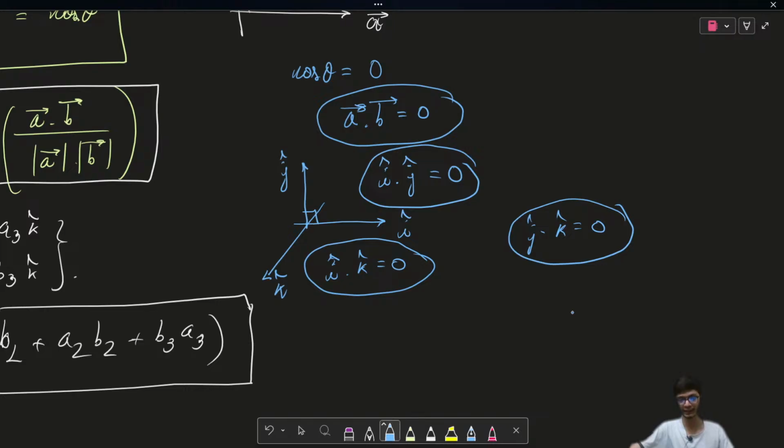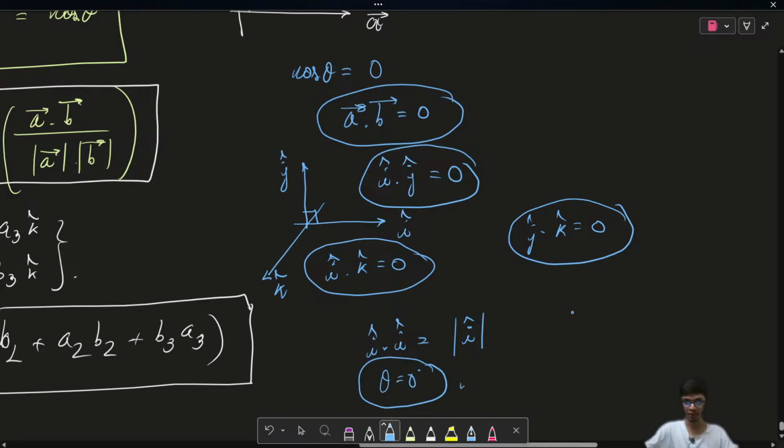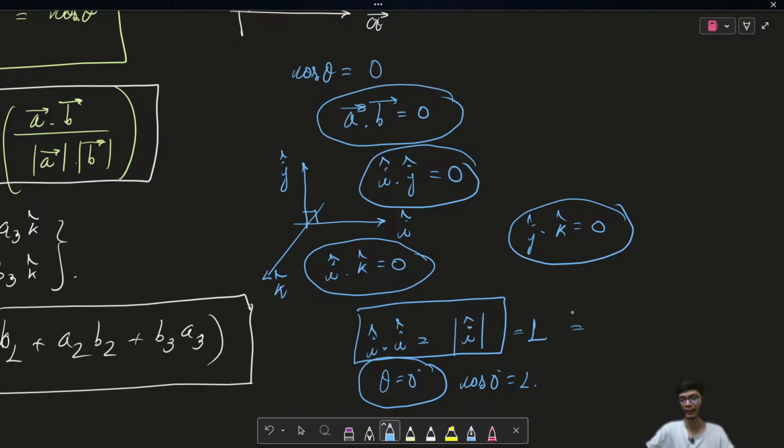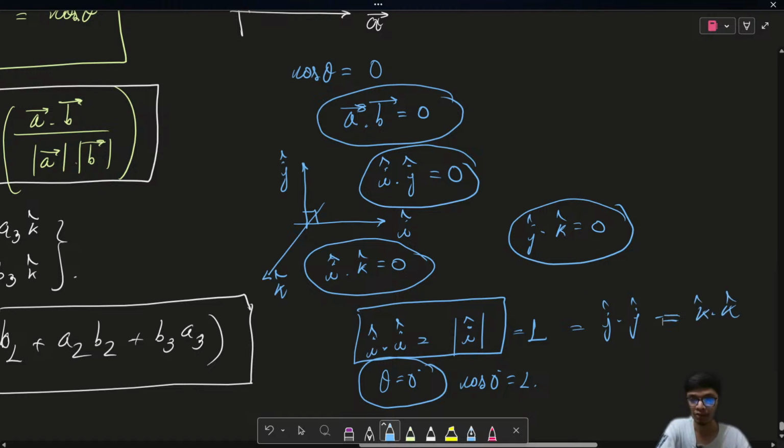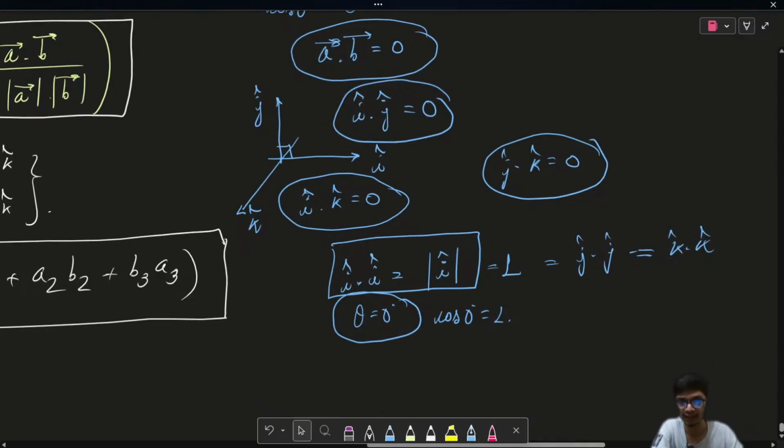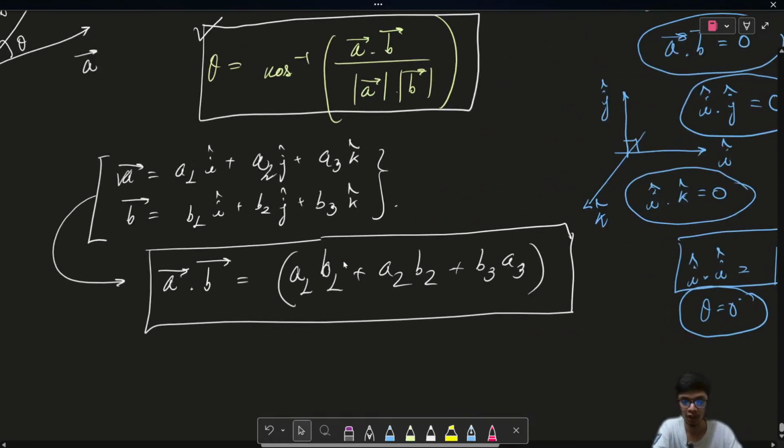Now, one more thing to understand is that if I take the dot product of a vector with itself, I'm going to end up getting the magnitude squared, because in this case theta is equal to 0 degrees, so cos of theta is equal to 1. So cos of 0 degrees is 1. Therefore i cap dot i cap, similarly j cap dot j cap, similarly k cap dot k cap, all of these results are going to be equal to 1. This result is going to help us understand how we perform this particular operation.